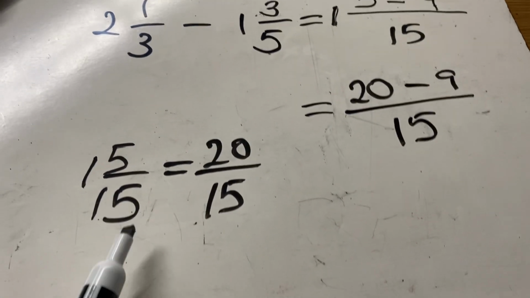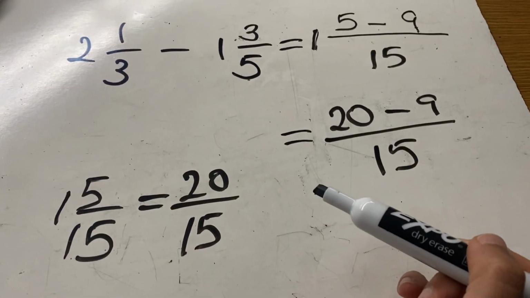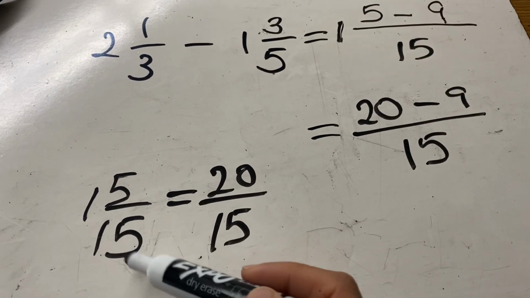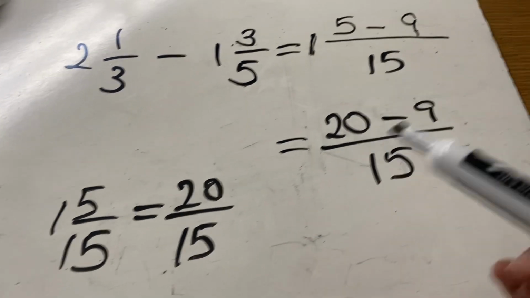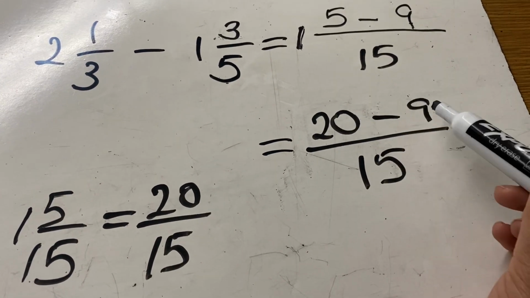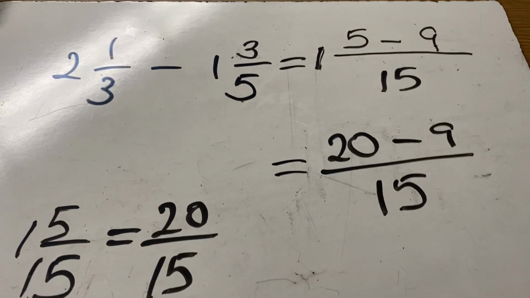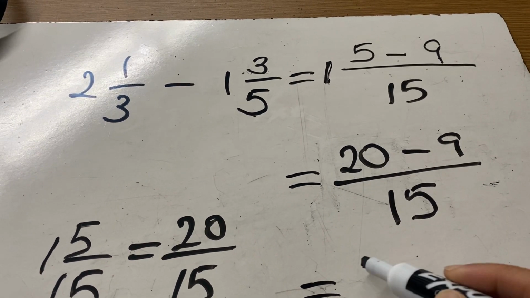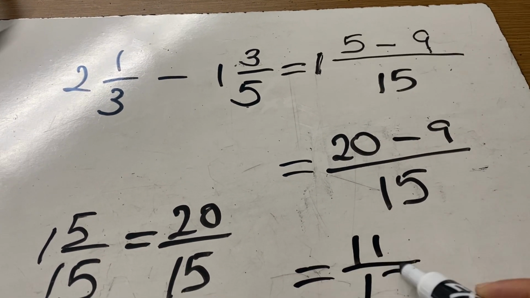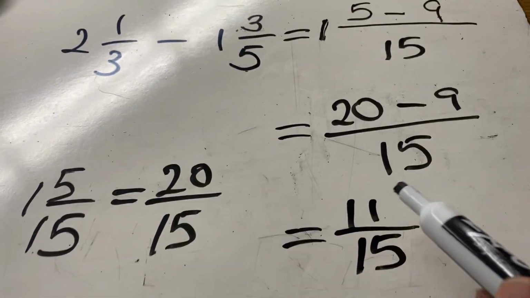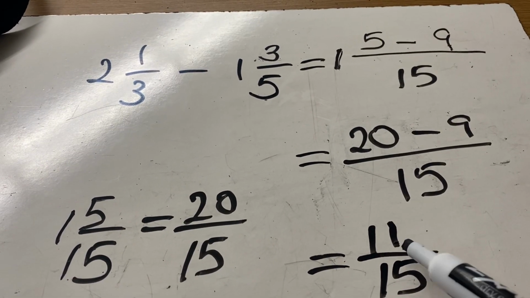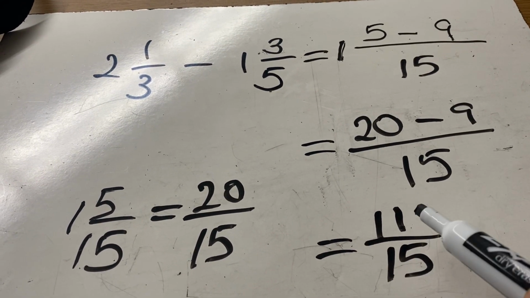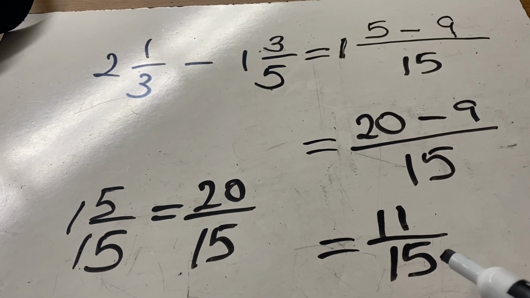Okay, once again, how did we do that? We have 1 and 5 over 15 minus 9 over 15. We have 1 times 15 is 15. 15 plus 5 is 20. So we have 20 minus 9 over 15, which is 11 over 15. Now, I cannot simplify this any further. 11 is a prime number, and 11 doesn't go into 15. So there's no common factor here that I can simplify with.